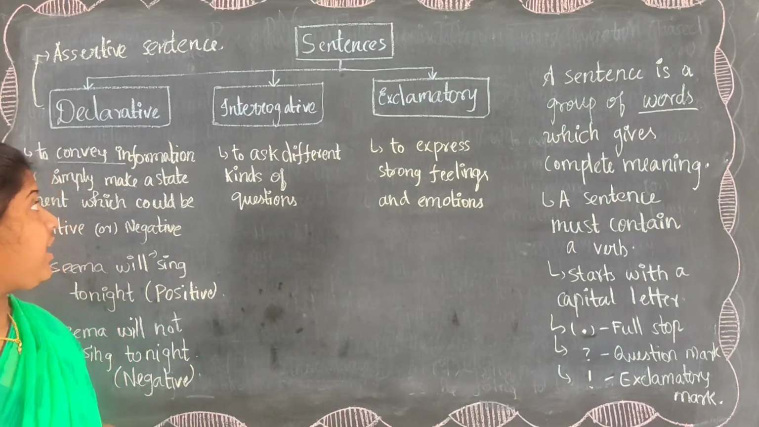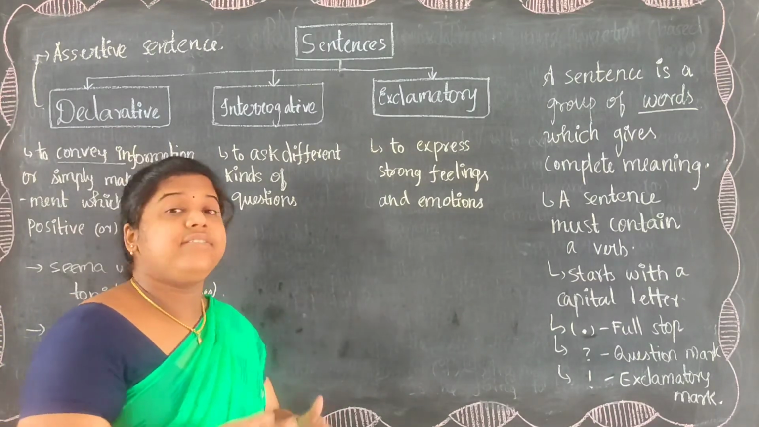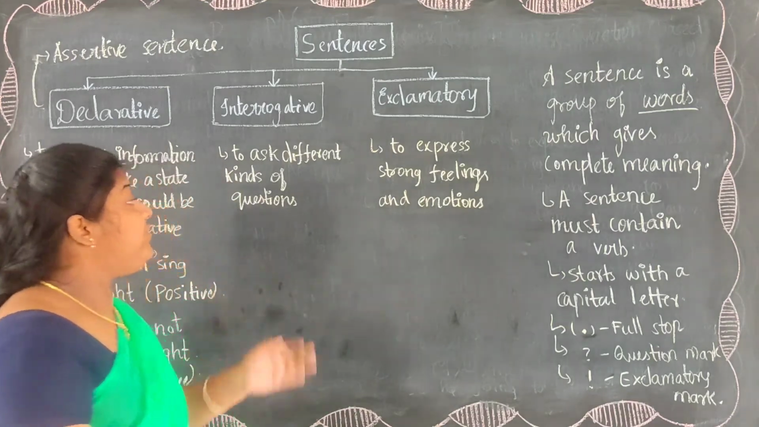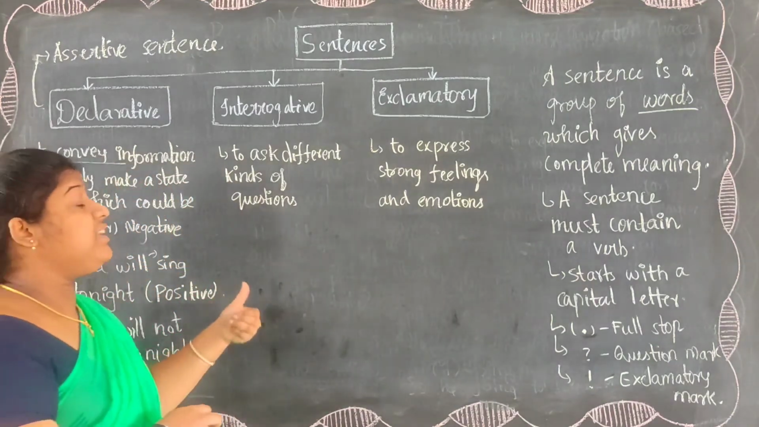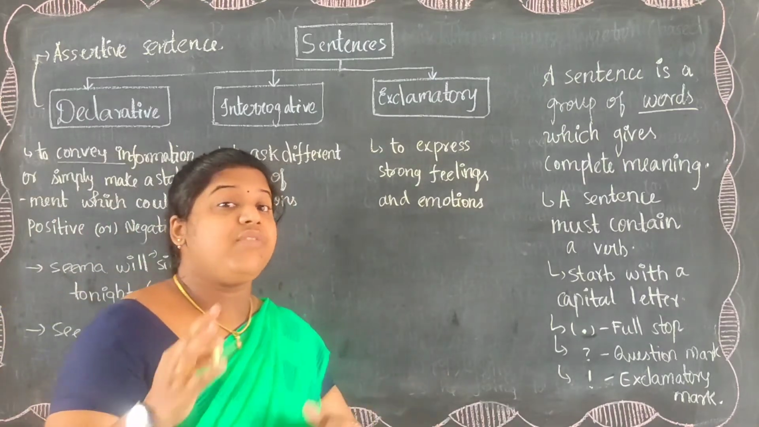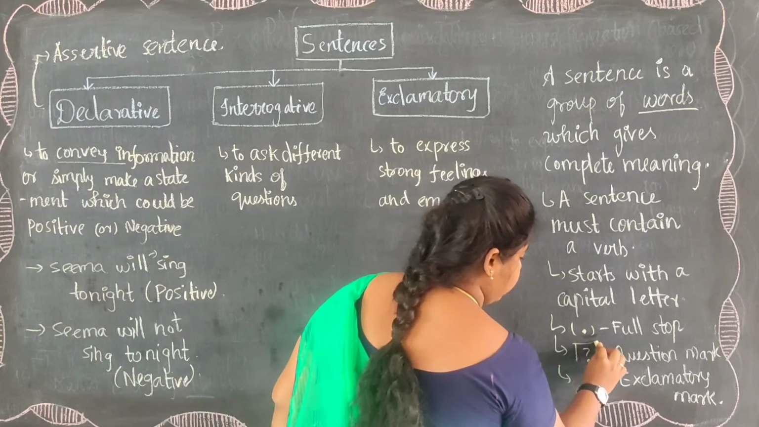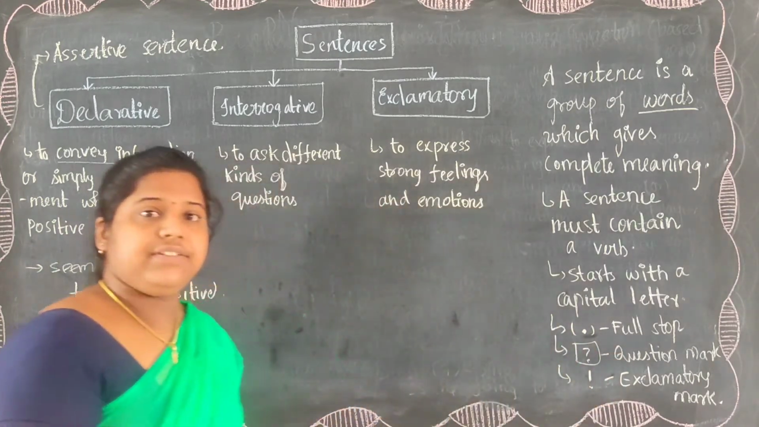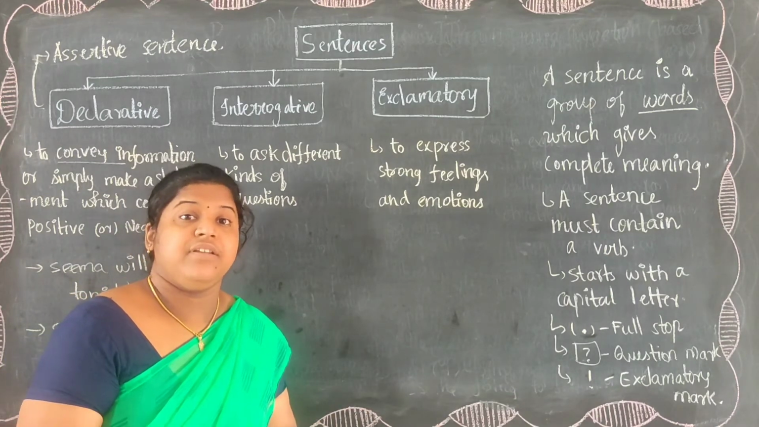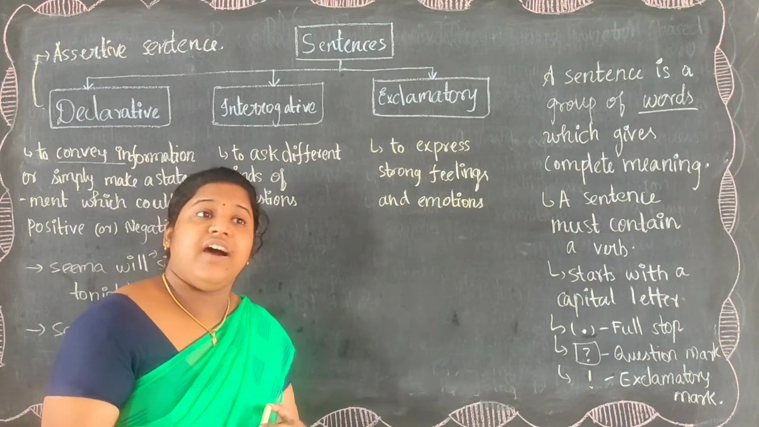Clear with that? And then the interrogative sentence. You all know that an interrogative sentence is a kind which has questions. It has different kinds of questions. We can simply say it is a question sentence. An interrogative sentence is a question sentence, and it always ends with a question mark. For example, I can ask you, what is your name? And you can say, my name is Sanjay, or Kirtika, or anything.